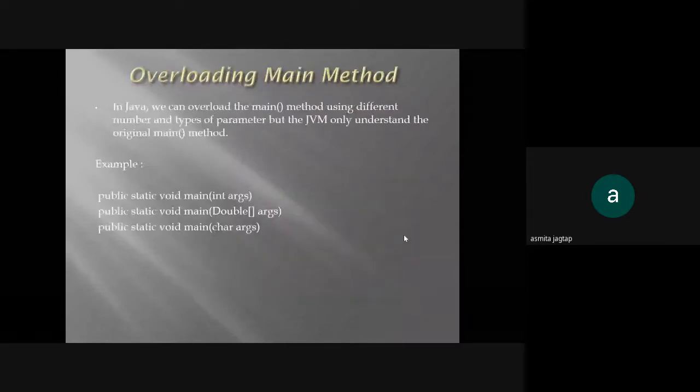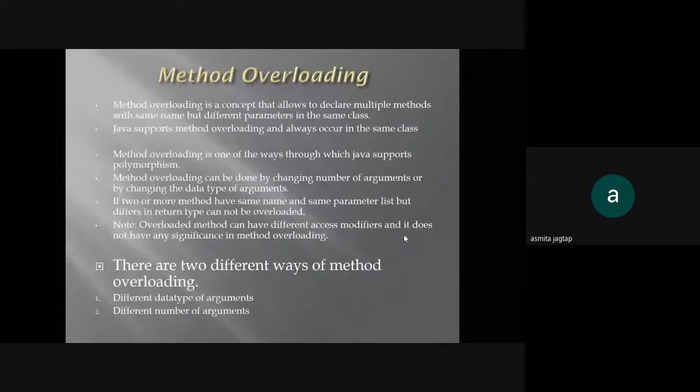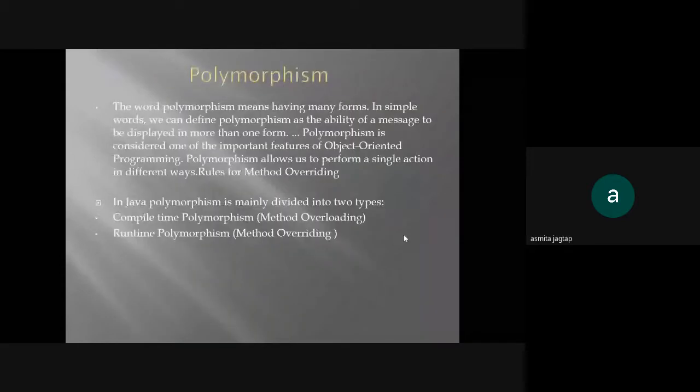Method overloading and method overriding come under the polymorphism concept. Okay, polymorphism means what? It is nothing but having many forms. We can define polymorphism as the ability of a message to be displayed in more than one form.